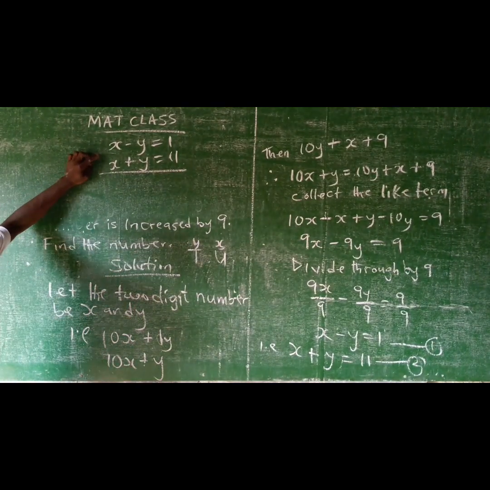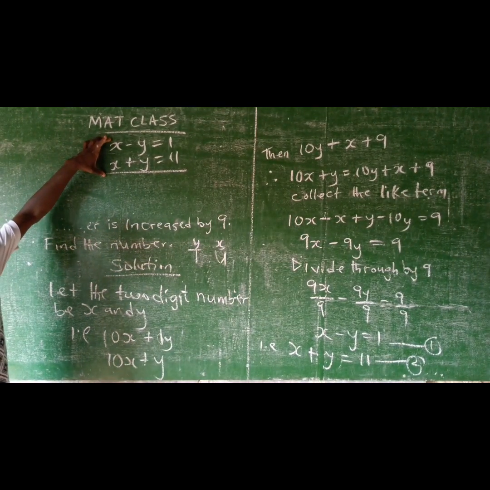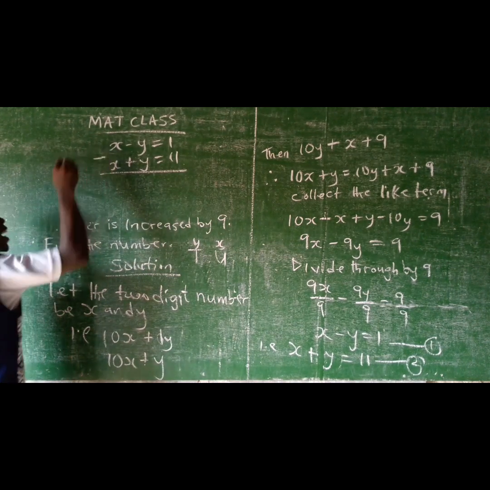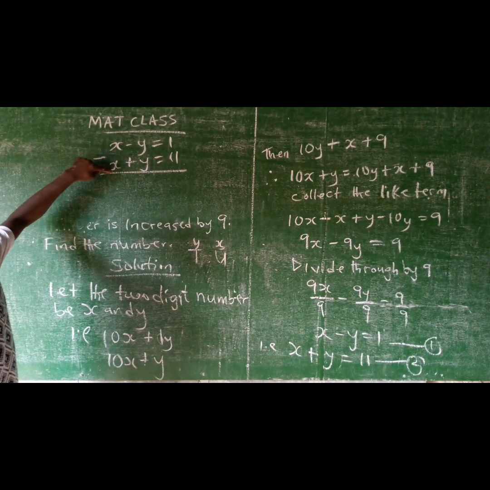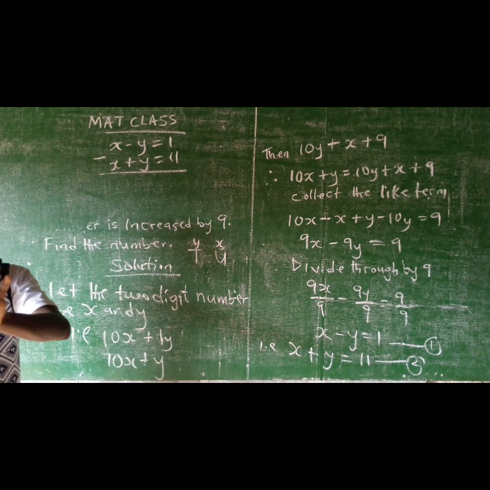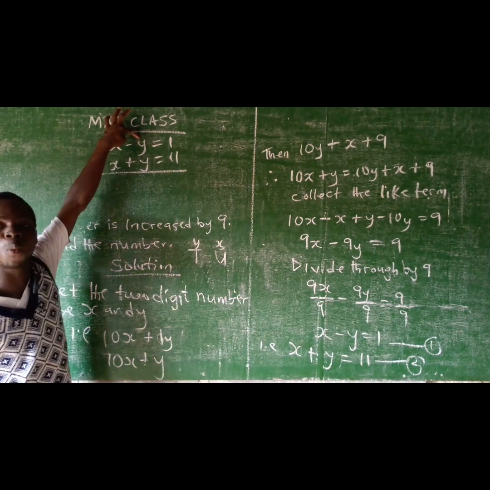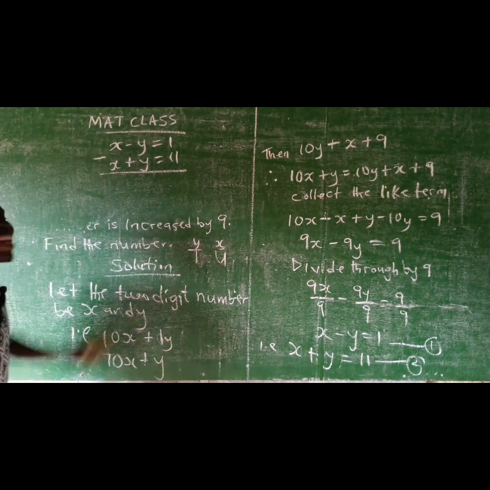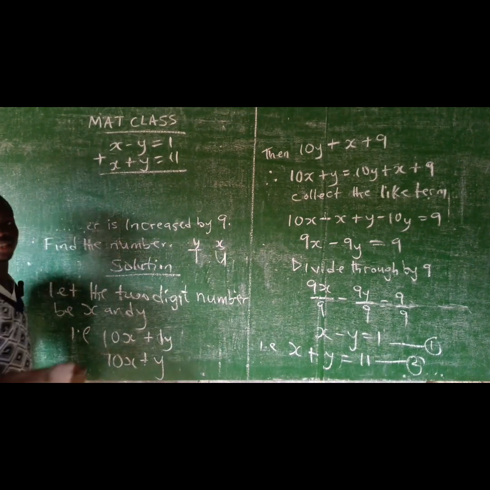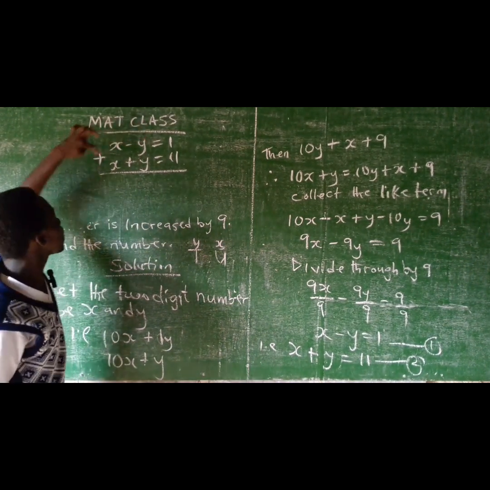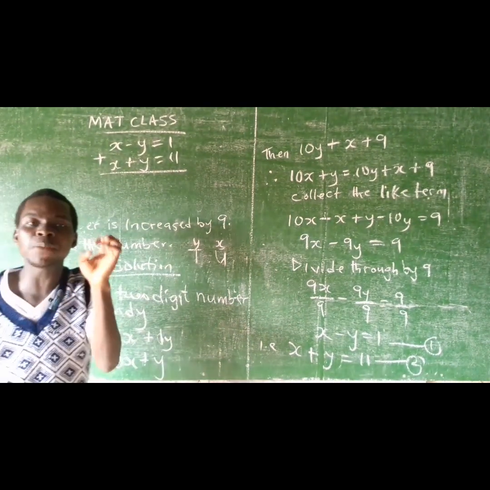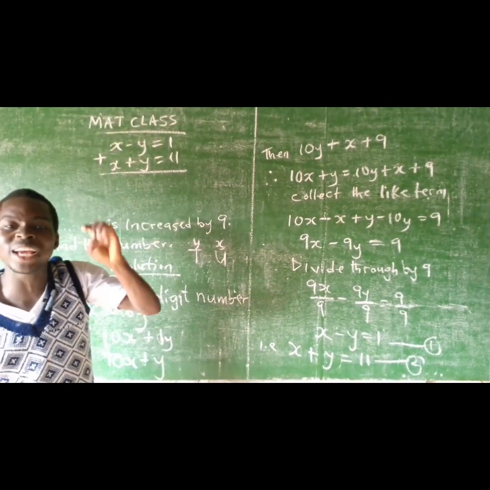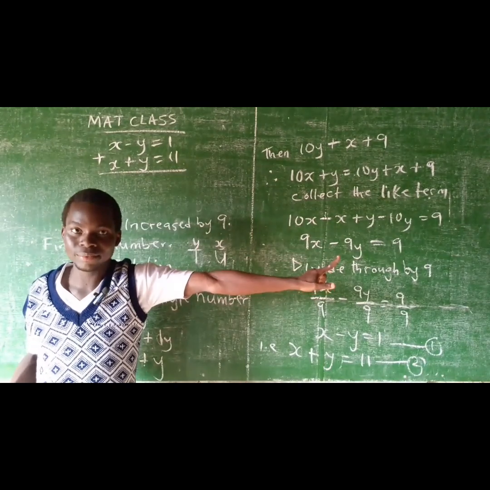Now in this area, if I want to eliminate my x, that means I will introduce a negative sign. That means x minus x, I'm going to get 0. I have eliminated it. But if I want to eliminate my y, the sign I'm going to apply here will be plus, which is minus y plus y will give me 0. Because whenever I want to eliminate, the number I want to use must give me 0.